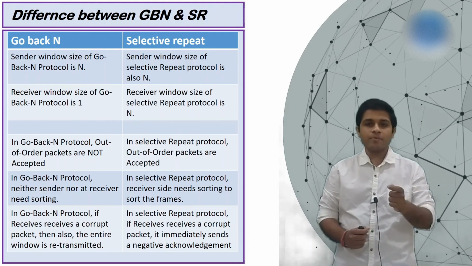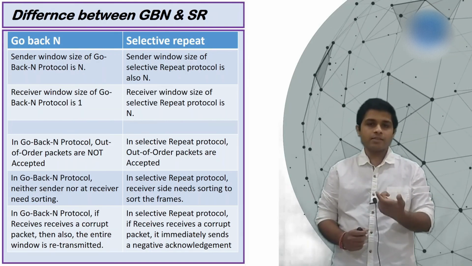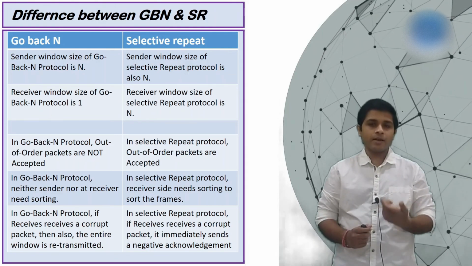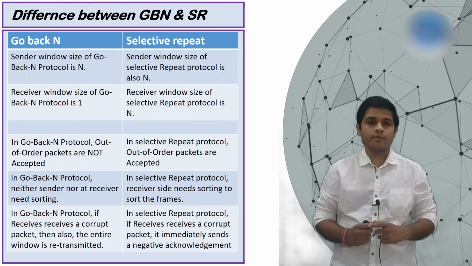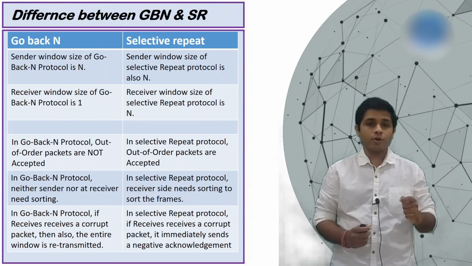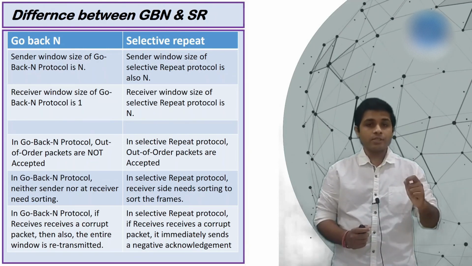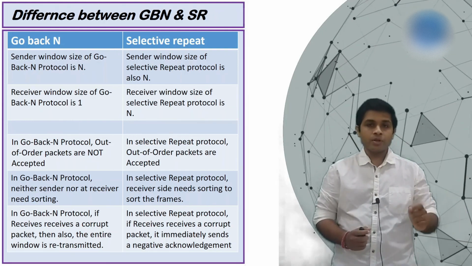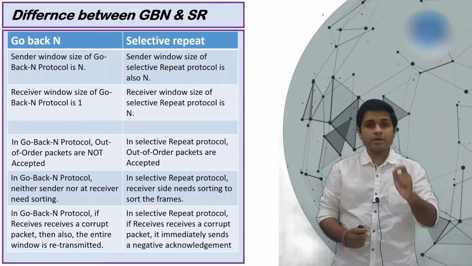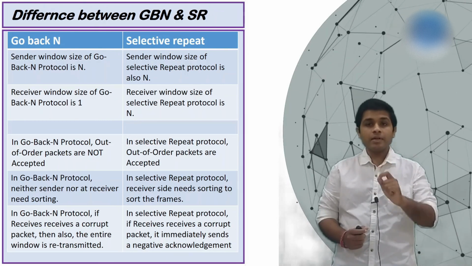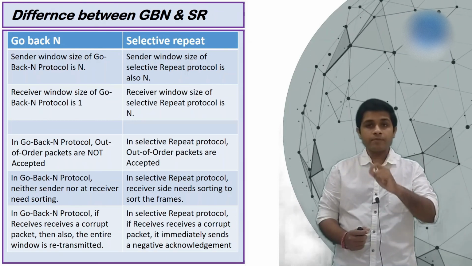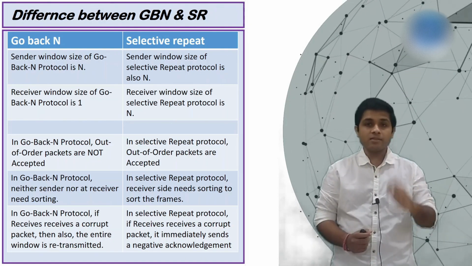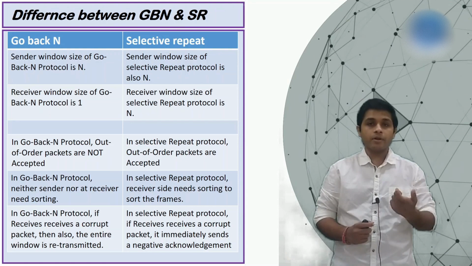But in selective repeat, the receiver can receive out of order packets, but after receiving them, they need to be sorted. And in go back N, if the receiver receives any corrupted packet, it silently discards it. But in selective repeat, if the receiver receives a corrupted packet, it will discard it as well as inform the sender using a negative acknowledgement that the packet was received, but corrupted.